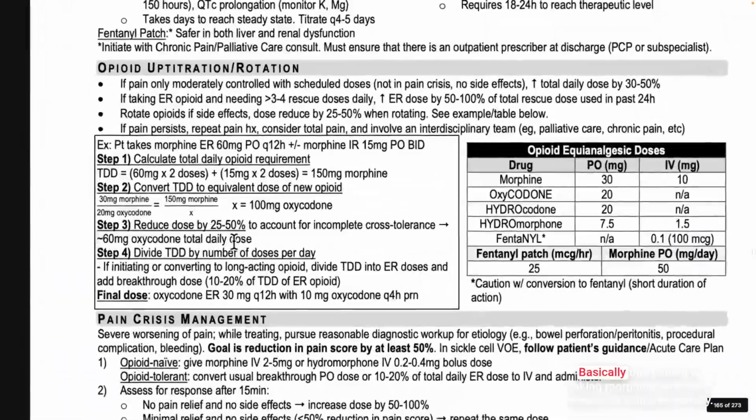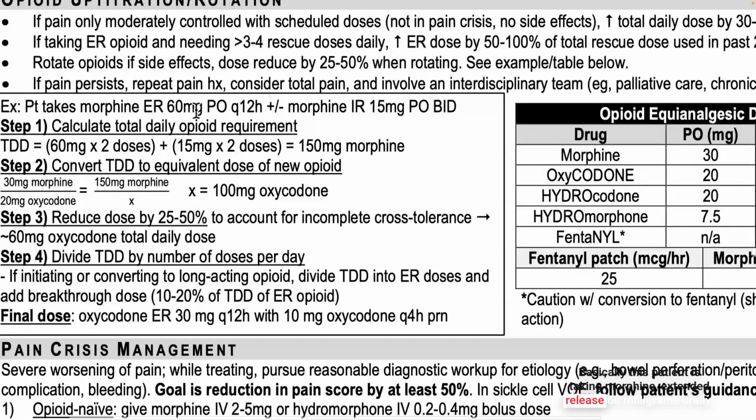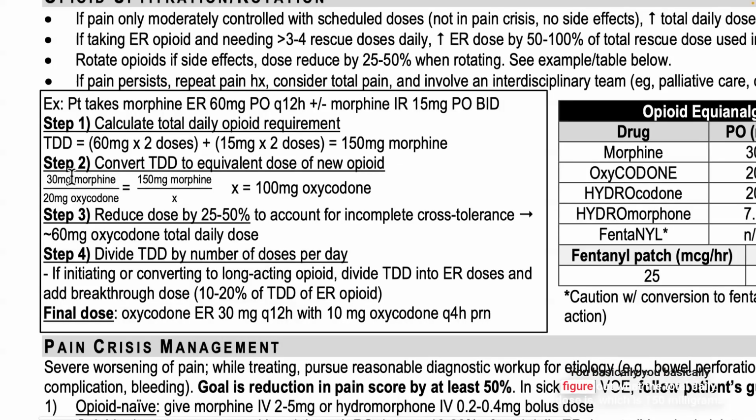Here's the example. This patient is taking morphine extended release 60 milligrams orally. We already talked about that. You figure out the total daily dose, which is 150 milligrams of morphine, and then convert to the oxycodone equivalent. The ratio is every 30 milligrams of morphine is equal to 20 milligrams of oxycodone. So 150 milligrams of morphine is equal to 100 milligrams of oxycodone. You decrease that by 25 to 50%, so basically give them about 60 milligrams of oxycodone.